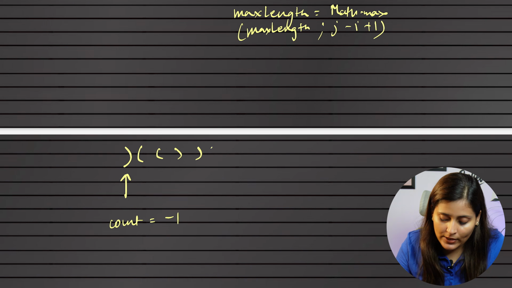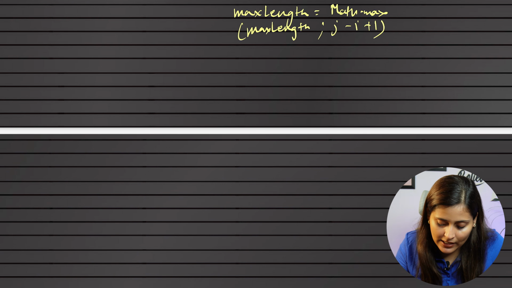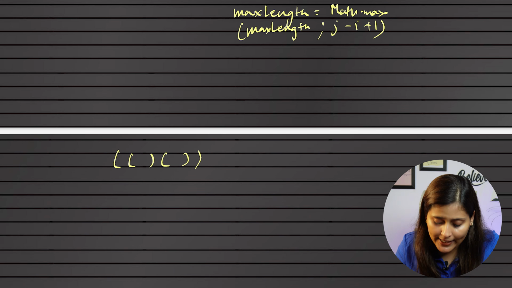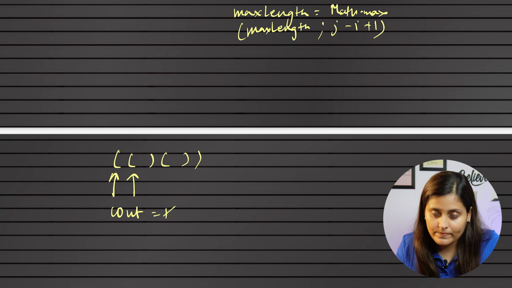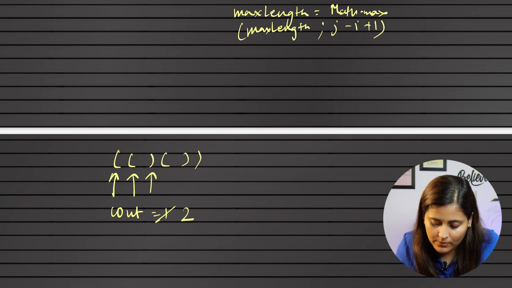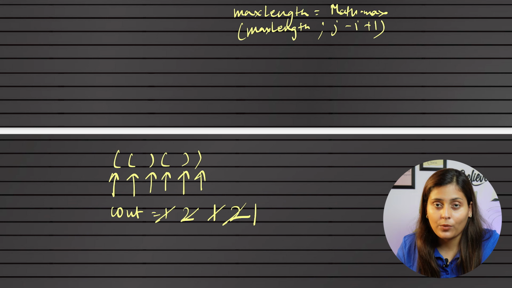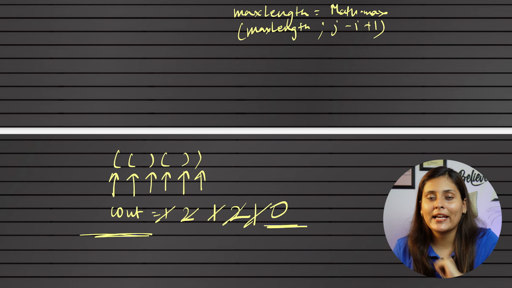Now let's take a valid case and see how we'll calculate for it. This is valid, right? As it is open, count will become 1. Again, as it is open, the count will become 2. As it is closed, count will become 1. As it is open, count will become 2, 1, 0. So at the end, if your count is 0, you can say it's true.